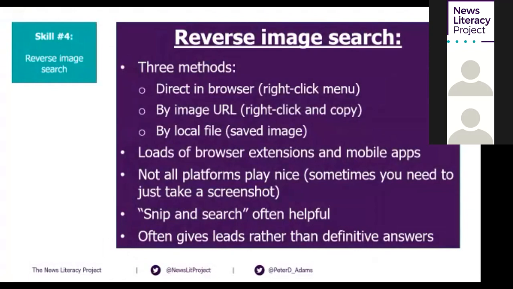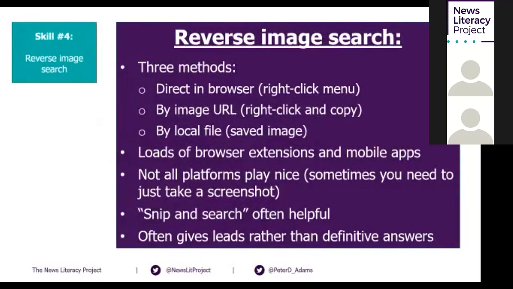So just some quick recap on reverse image search. There are three big methods. You can do it direct in your browser if you're using Chrome. You can search by image URL, if you can right click and copy that, or you can save it as a local file. If you don't have the option to save as a right click, you can do a screenshot. There are lots of browser extensions and mobile apps.